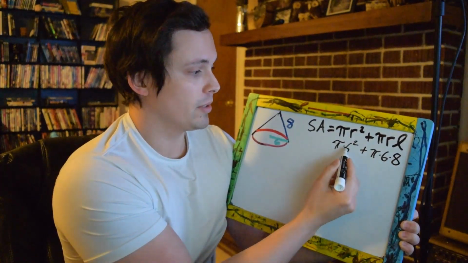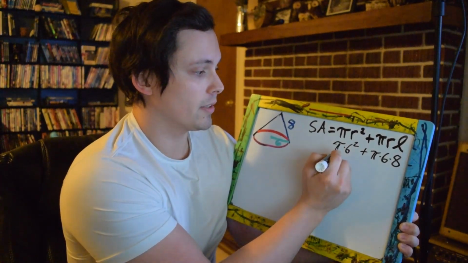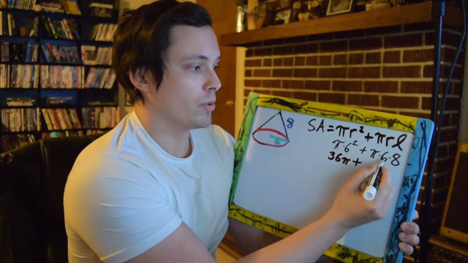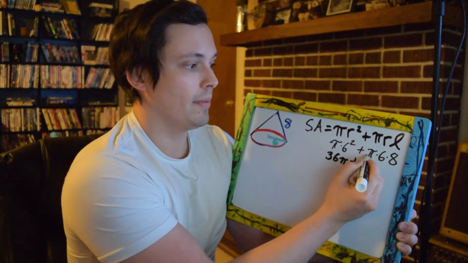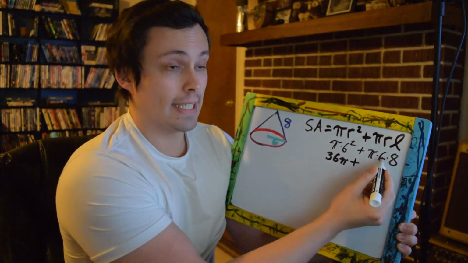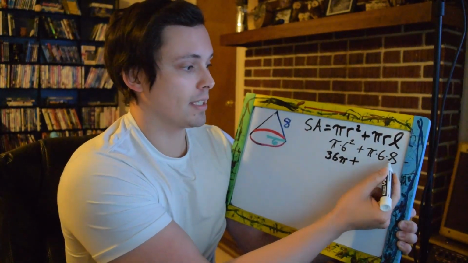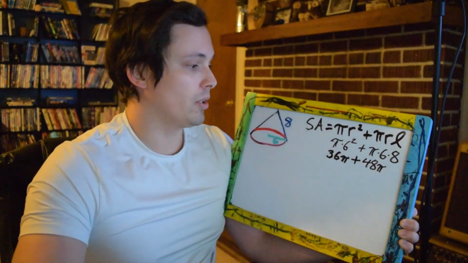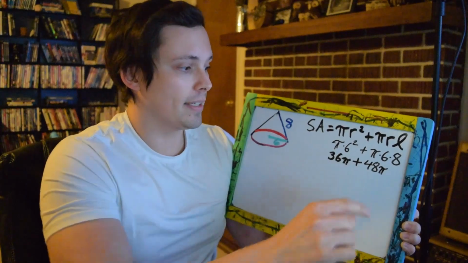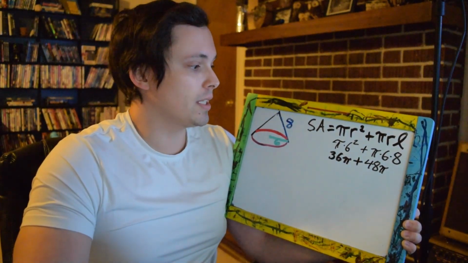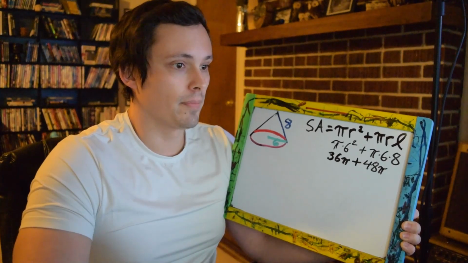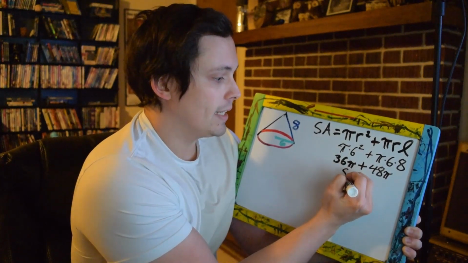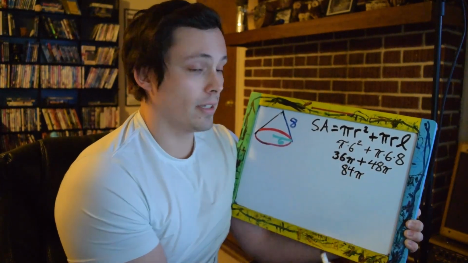To simplify this, I'm going to do 6 squared, which is 36. So this is 36 pi added to 6 times 8 times pi. We can do multiplication in any order we want. It's commutative, so 6 times 8 is 48. So that's 48 pi. We have 36 copies of pi added to 48 copies of pi, so we just need to do 36 plus 48, and that gets us 84. So we have 84 pi as our answer for surface area.